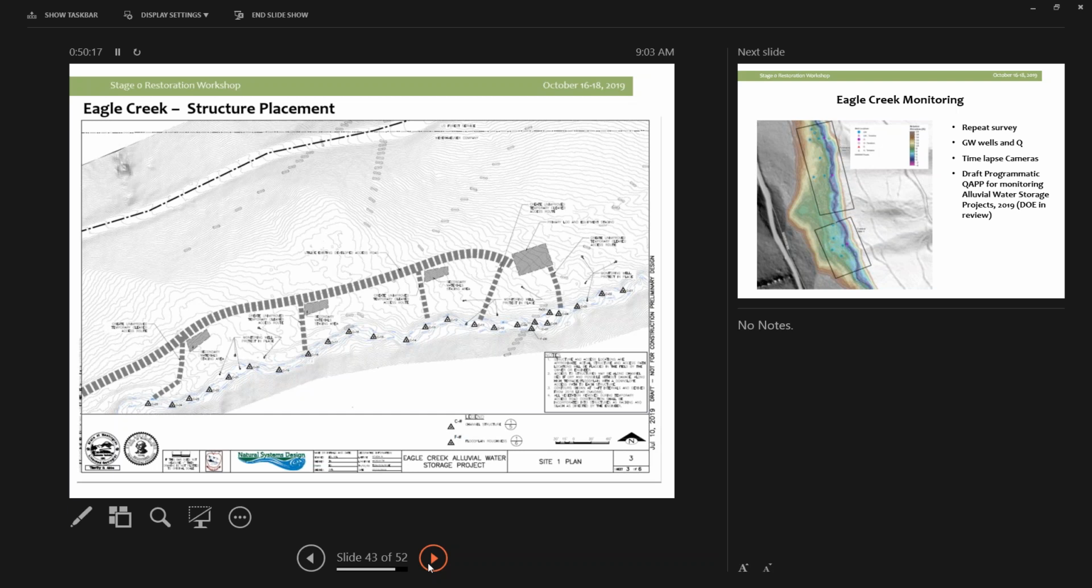So with Poison, we'll be out there today, and you can definitely see that the aggradation between the top end and the bottom end of the project is quite different. So it remains to be seen, through time, how much we see that propagate downstream.